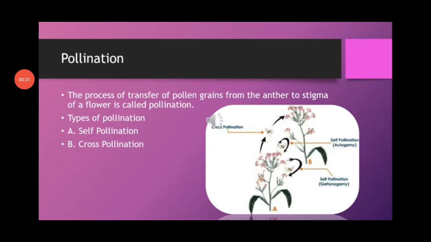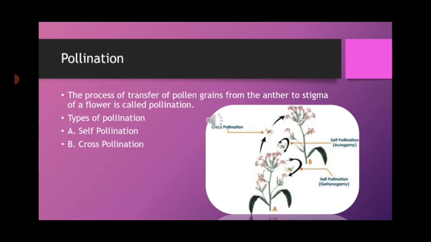So children, what do you mean by pollination? The process of transfer of pollen grains from the anther to the stigma of a flower. As we know, the anther is a part of androecium, that is the male reproductive part, and the stigma is a part of gynoecium, that is the female reproductive part. So the process of transfer of pollen grains from the anther to the stigma of a flower is called pollination, and it is the first step for the formation of seeds.